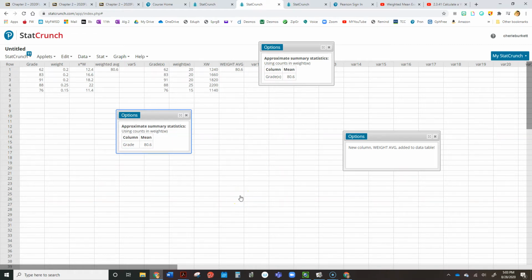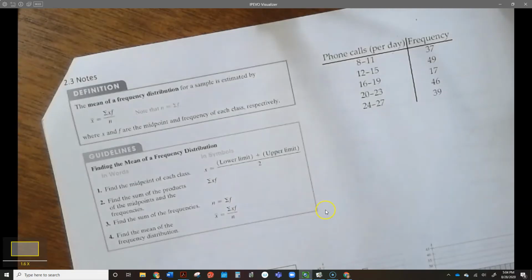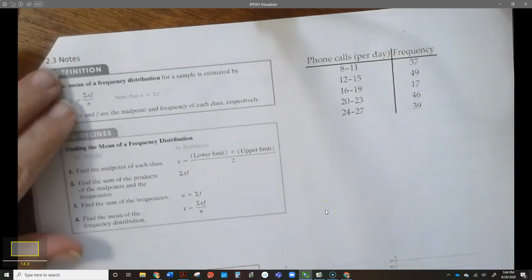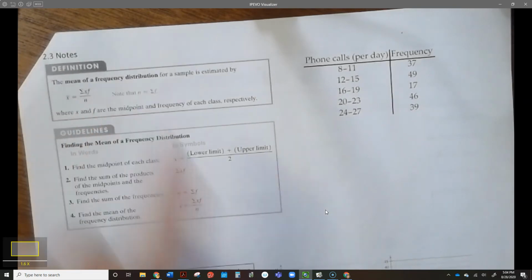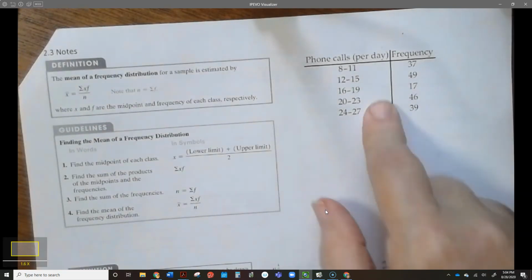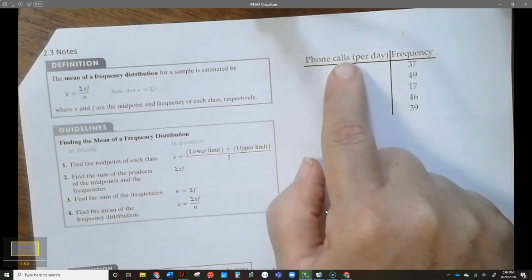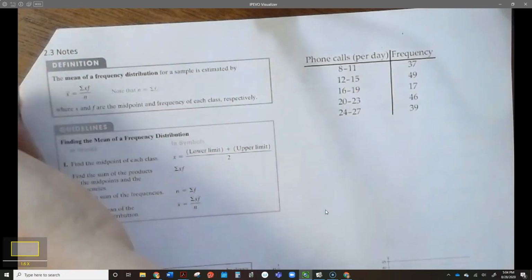Okay. Now going over to this last page, I can't find my blank one, hang on. If I go over to this last page and we talk about finding the mean of a frequency distribution, remember this is the information that we would use to build a histogram.